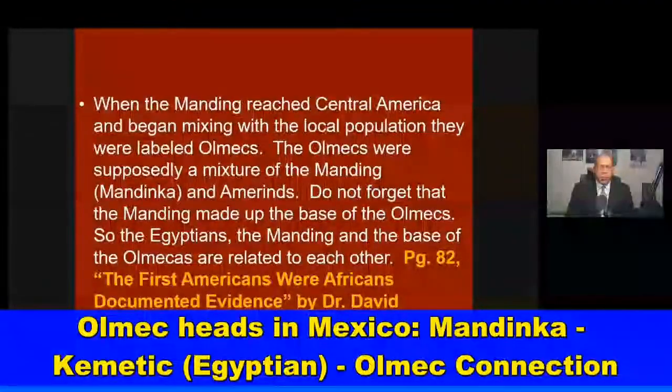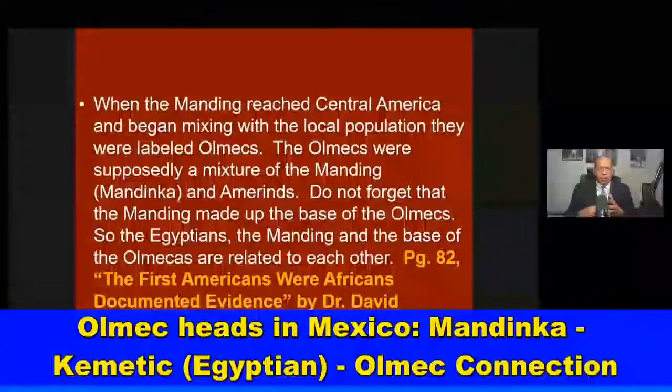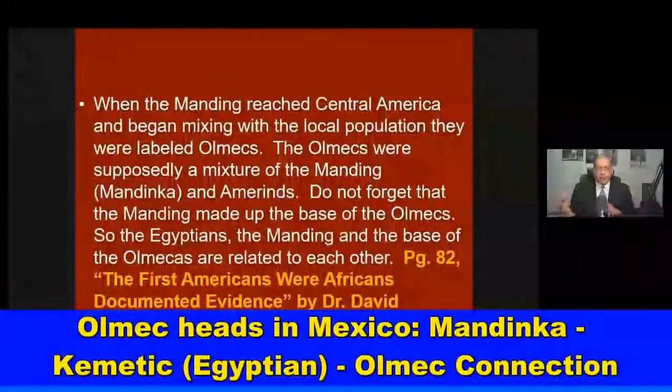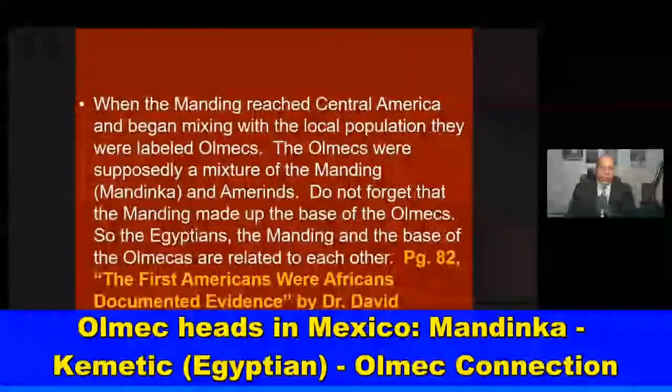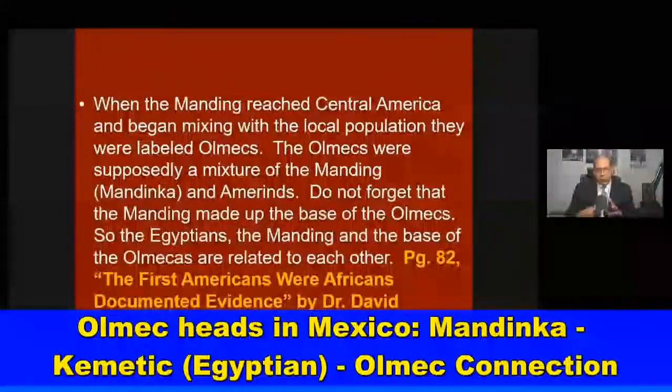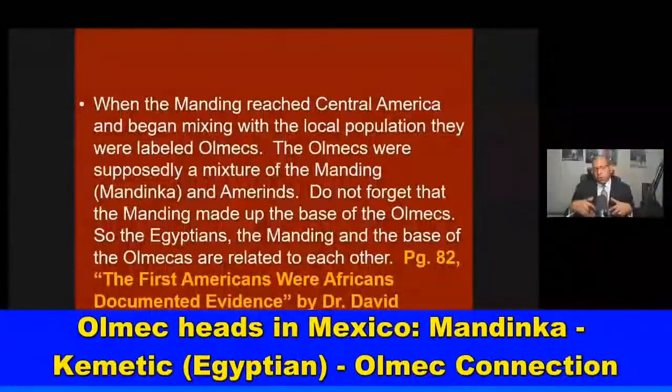A mixture of the Mandinka and other Indians or American Indians. Do not forget that the Manding made the basics, so the Egyptians, the Manding, and the base of the Olmecs are related to each other. So he talks on page 2 of The First Americans Were Africans, Documented Evidence.